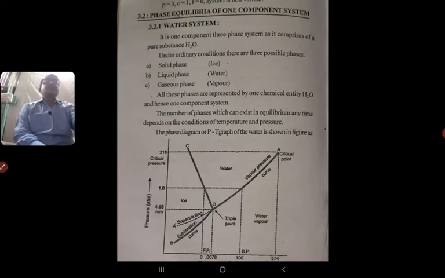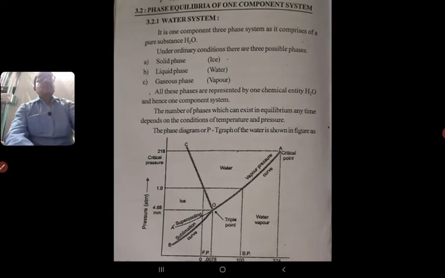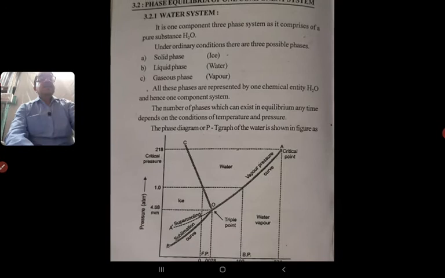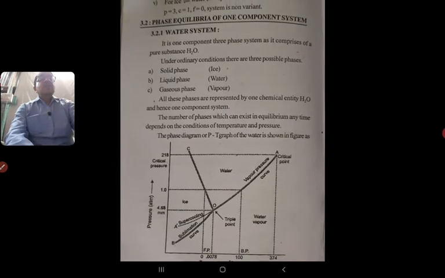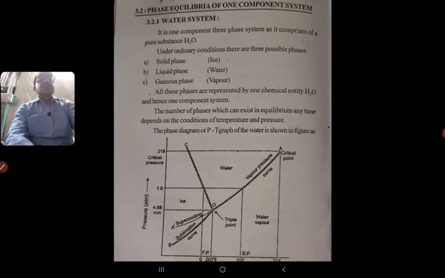When we consider the three phases of water, the component is a single component. That's why we call it a one component system. The example of a one component system and its three phases is what we are going to learn in this video series, as part of phase equilibrium unit 4. Now let us consider the phase equilibria of the one component system, the water system.